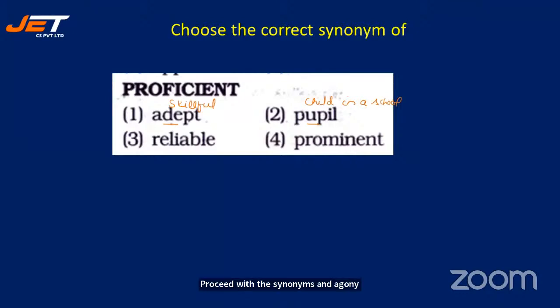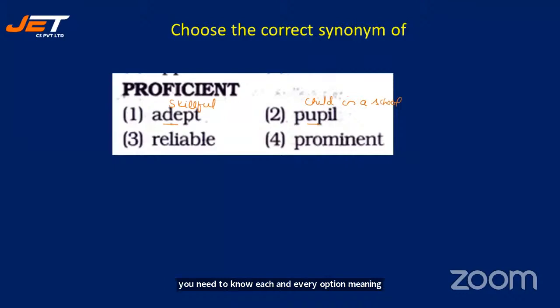All right. Yes. So the first word is proficient. You need to give me the synonym of this. Being the first word, let me explain that. Synonym means meaning. So what is proficient? When the options are given, you need to know each and every option's meaning, isn't it?